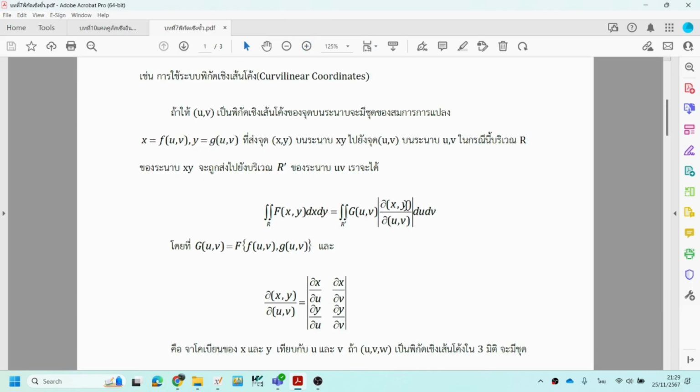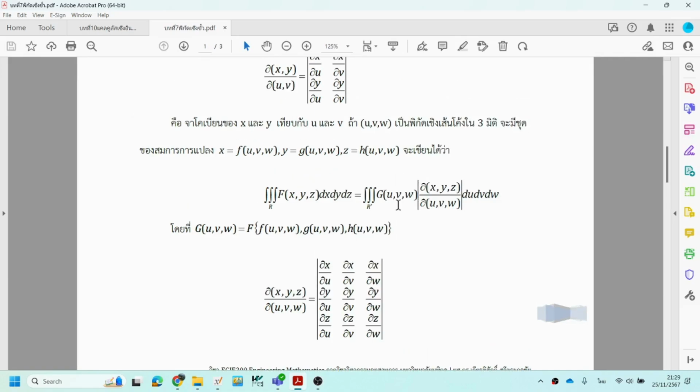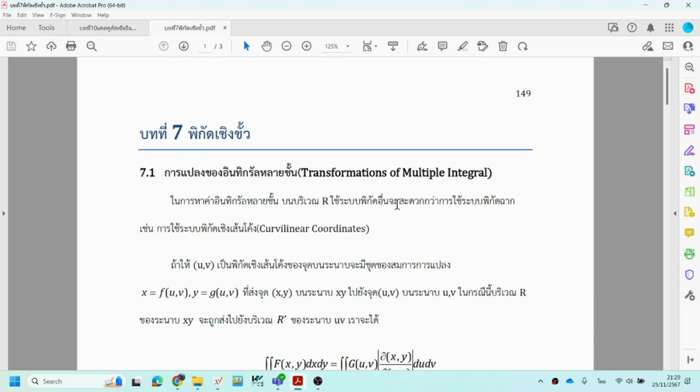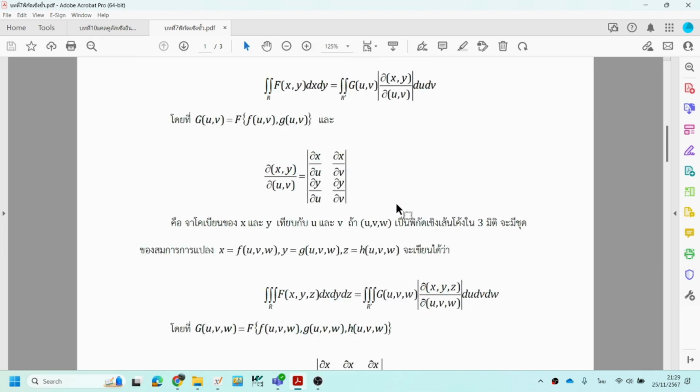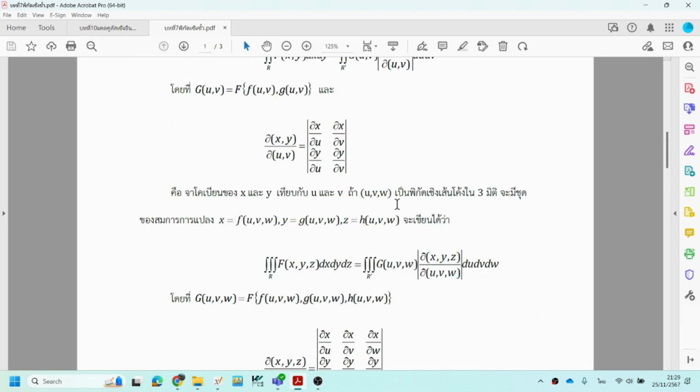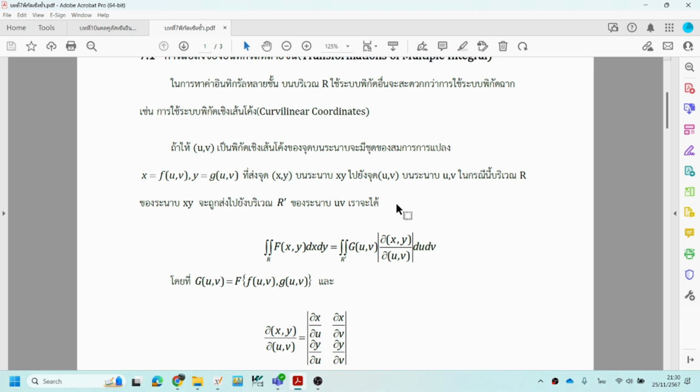This chapter teaches you the general case. It doesn't just include polar coordinates; it shows how a coordinate system can be transformed to another coordinate system. This is the principle of transformation of the multiple integral. I will just teach you a little bit from chapter 7.